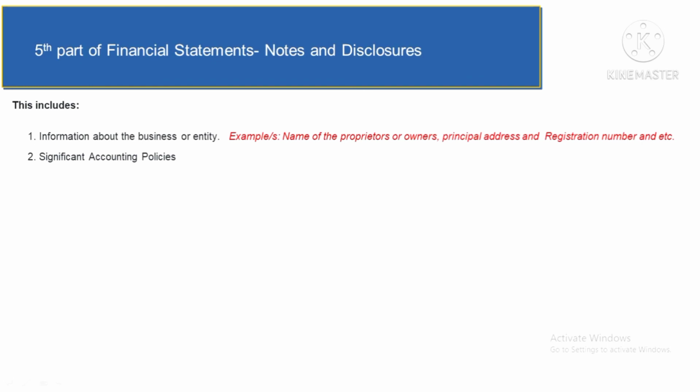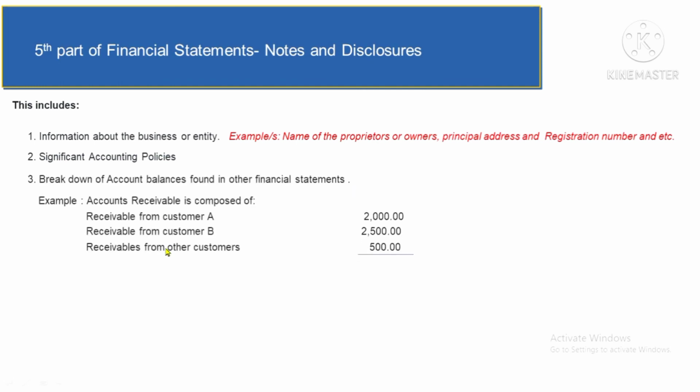The notes and disclosures also include the most important information, which is the breakdown of the account balances used in the 4 financial statements mentioned and discussed earlier. So we have an example right here. The accounts receivable of the entity is composed of receivables from A and B for 2,000 and 2,500. Other receivables are 500. So all in all, the entity has receivables of 5,000.